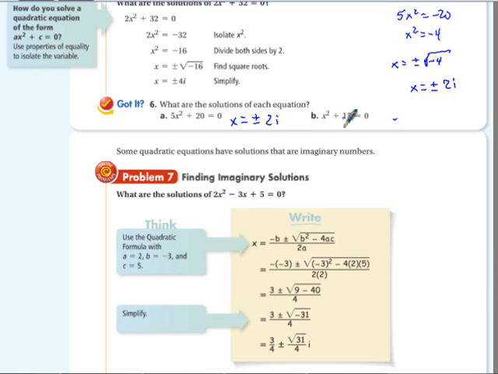Part B was a little bit easier because there is no square root of 15. Okay? So there's nothing to simplify. X equals plus or minus i times the square root of 15.